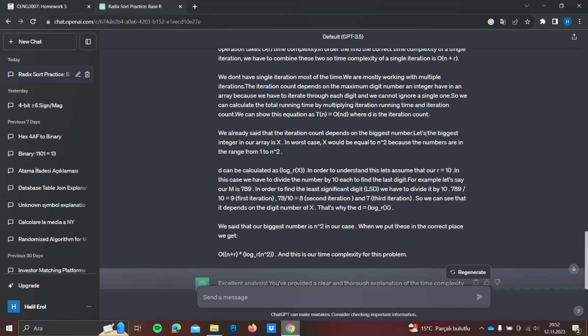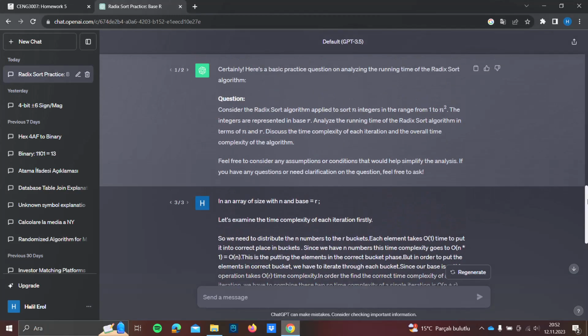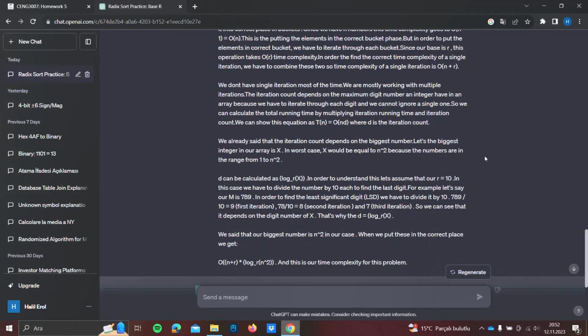Let's say, I forgot to write it here. Let's say the biggest integer in our array is x. In the worst case, x will be equal to n squared in our problem, because as you can see, it is given here: n integers in the range from 1 to n squared. So n squared is the biggest number, and in the worst case we have to work with the biggest number, because the biggest number gives us the worst case time complexity, because it makes the time complexity bigger. So x will be equal to n squared because the numbers are in the range from 1 to n squared.